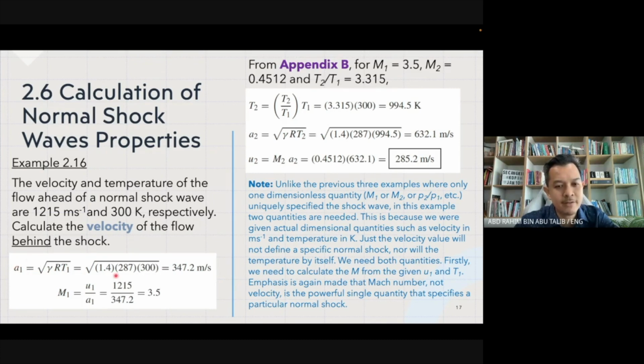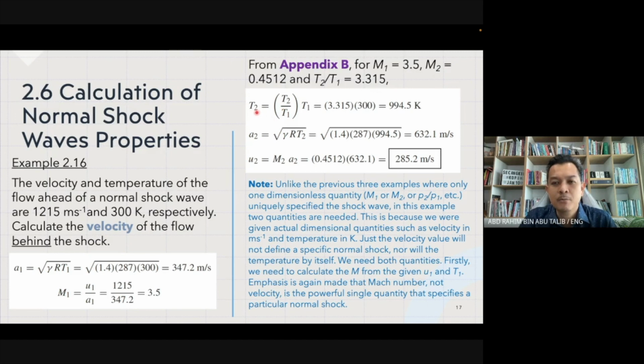First you have to find the speed of sound, a1, putting the value of 300 Kelvin over there. You will get the speed of sound to become 347.2 meter per second, and the corresponding M1 to become 3.5. From Appendix B, at M1 equal to 3.5, you will then obtain M2 to become 0.4512 and the temperature ratio of 3.315.